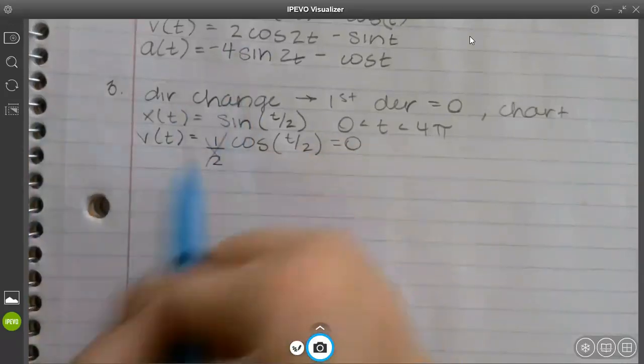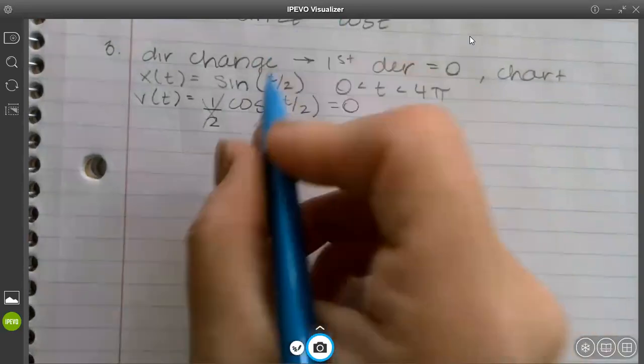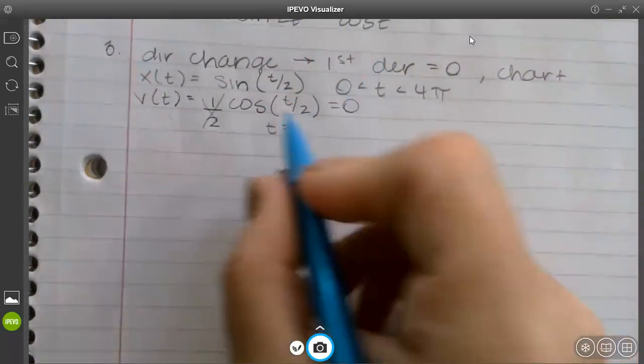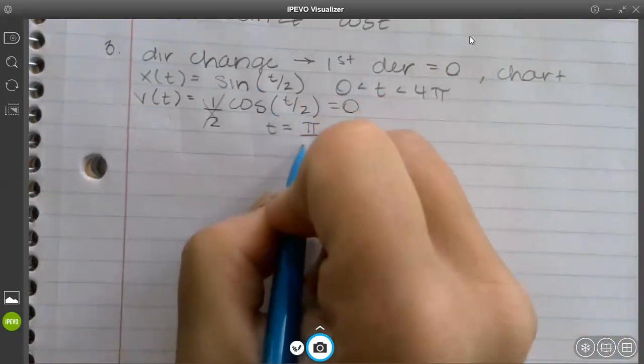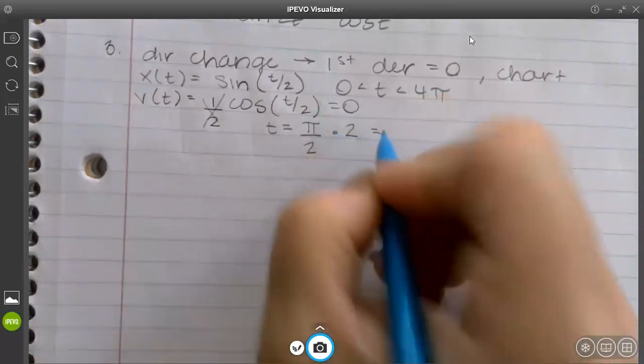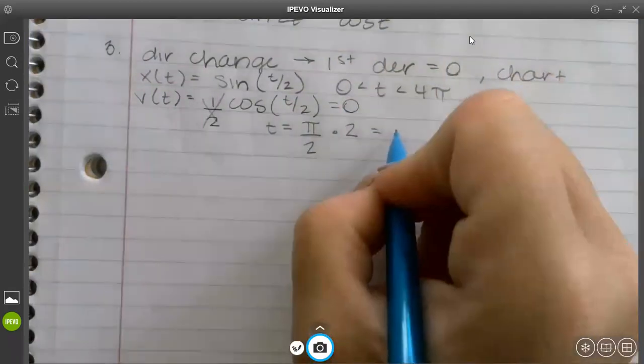It goes away. Now, listen to me carefully about your half angle formulas right here, okay? So when you have a half angle, you're going to treat it just like normal. Where is cosine, the x coordinate, equal to zero? Which is at pi over 2. Since it's a half angle, then we multiply by 2. What's that give me? Pi.